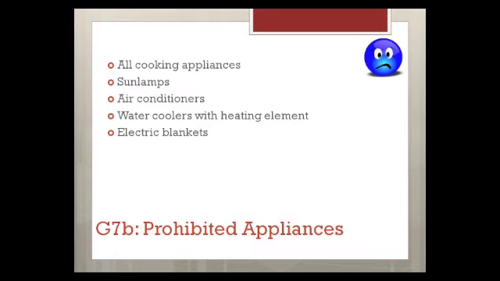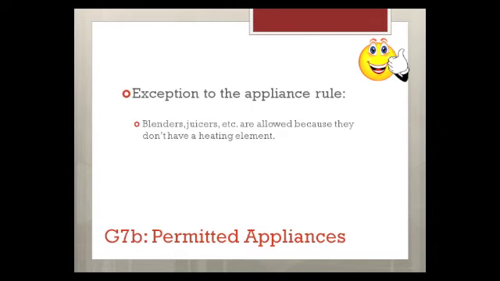In general, all cooking appliances are prohibited on campus, including sun lamps, air conditioners, water coolers with heating elements, and electric blankets as well. Exceptions to this rule include blenders and juicers because they don't contain heating elements.